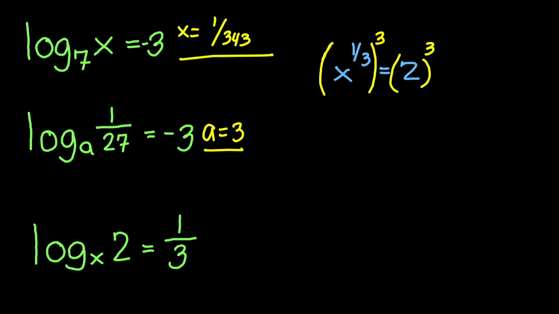So, 1/3 multiplied by 3 is equal to 1. So, this will cancel. What you have left here is x equal to 2 to the power of 3. 2 multiplied by 2 is 4, and multiplied again by 2 is equal to 8.